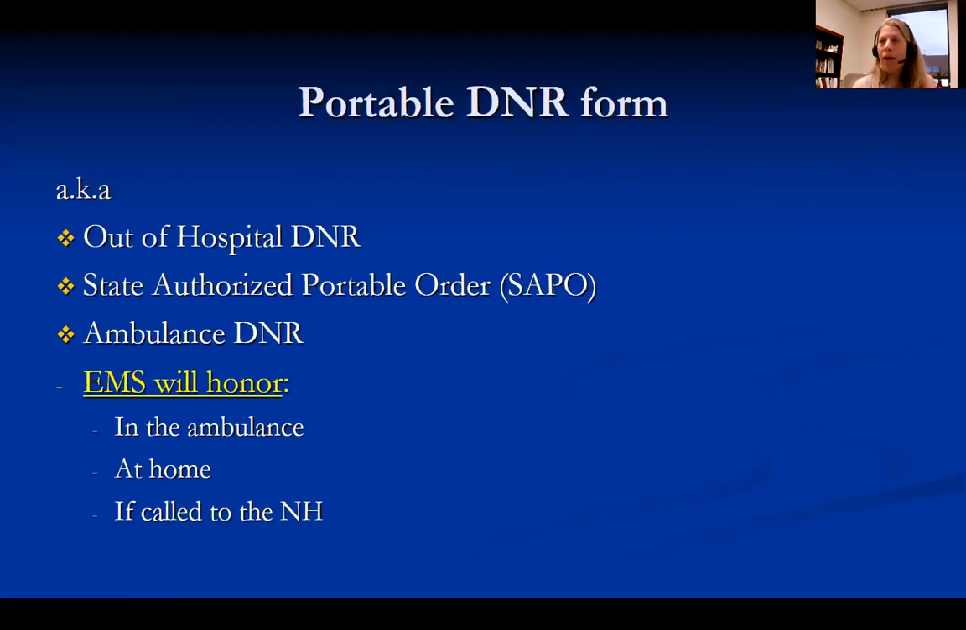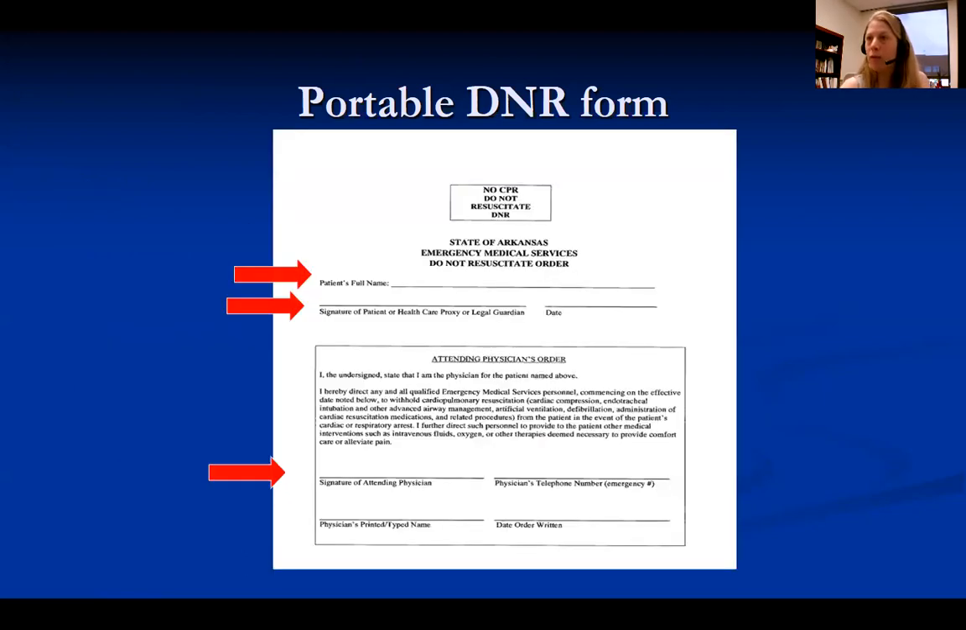All right, so let's talk about this form, a portable DNR form. Some people will call it an out-of-hospital DNR. At the VA, we call it a SAPO because it's a state-authorized portable order, or an ambulance DNR. And this is a form that EMS will honor inside the ambulance, at home if the EMS is called to the patient's home, or if they're called to the nursing home. Again, this is more of an EMS form. This is what it looks like.